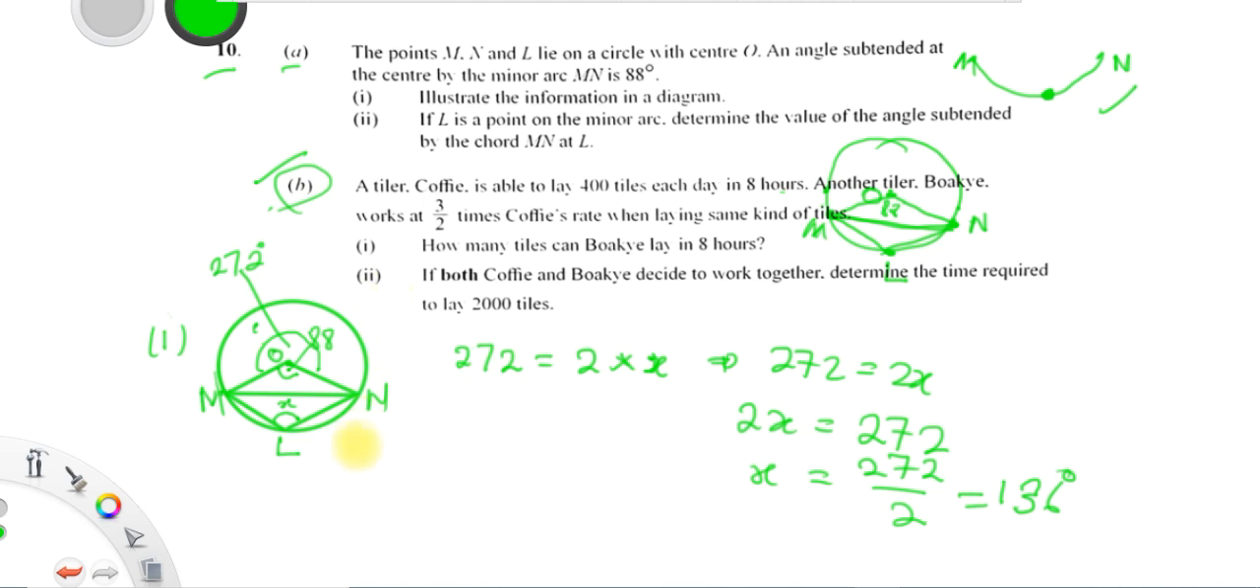This is a theory question, guys. If you have solved everything nicely, when you are solving, you have to state the theorem. State the theorem here. Here we illustrate the Venn diagram. This is the I, and this is the II. In the II, we are asked to find this angle formed by the chord MN at L.